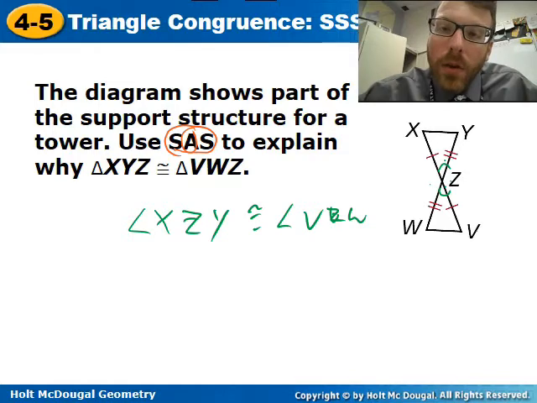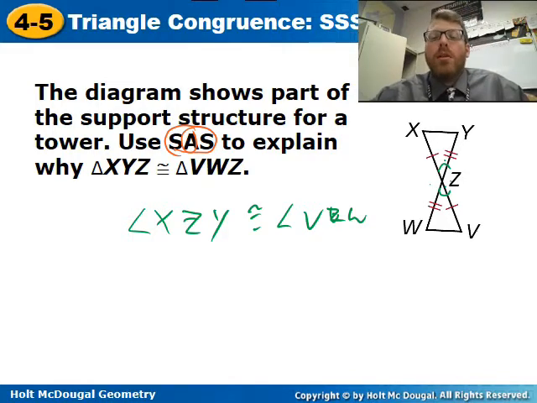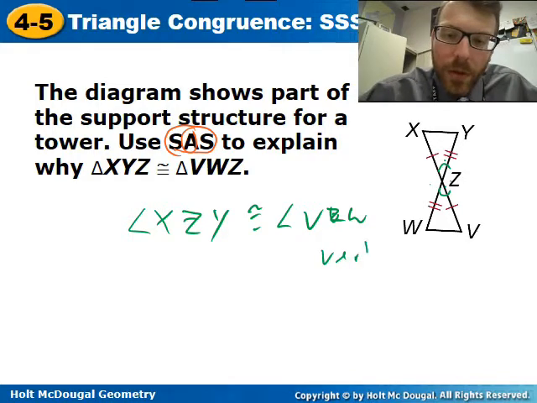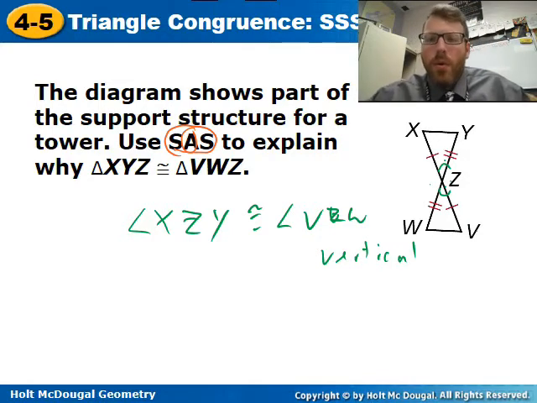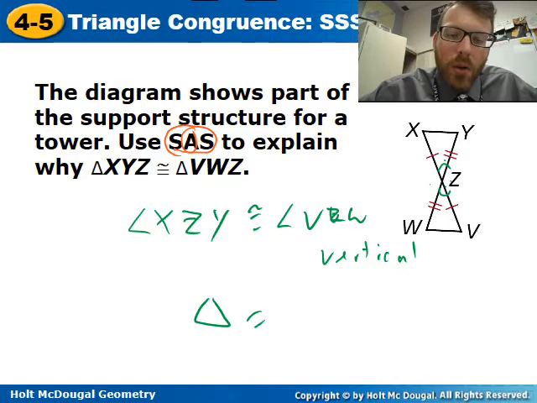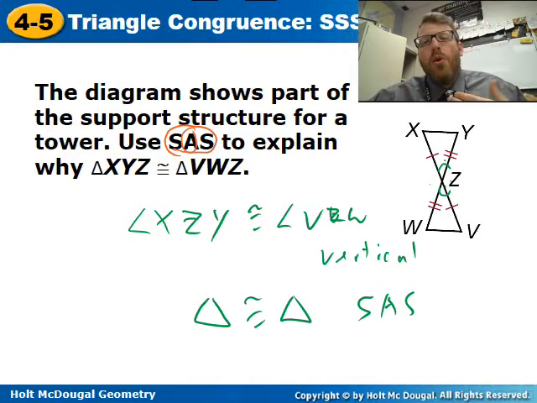And why are these angles congruent? Well, these angles are congruent because they're vertical, right? And that's what you would say. Therefore, these two triangles are congruent through side, angle, side. It's a real informal proof. You're just explaining why it works.